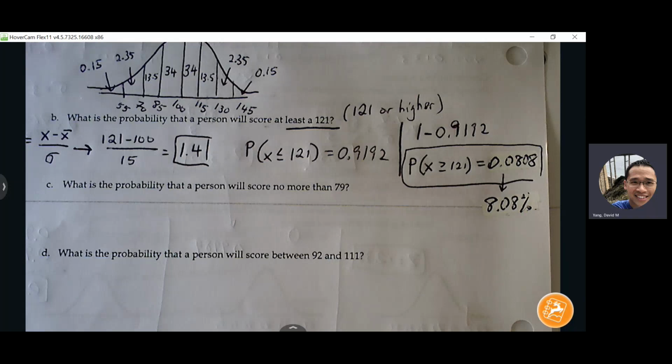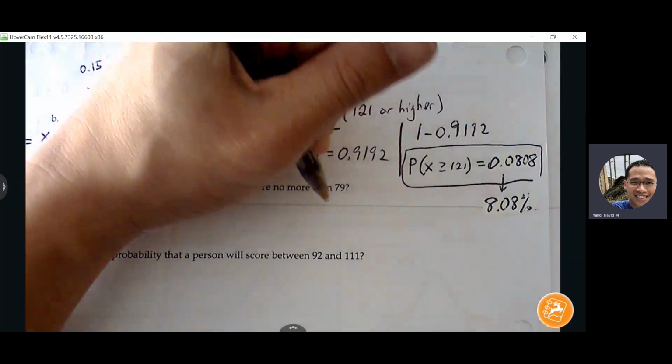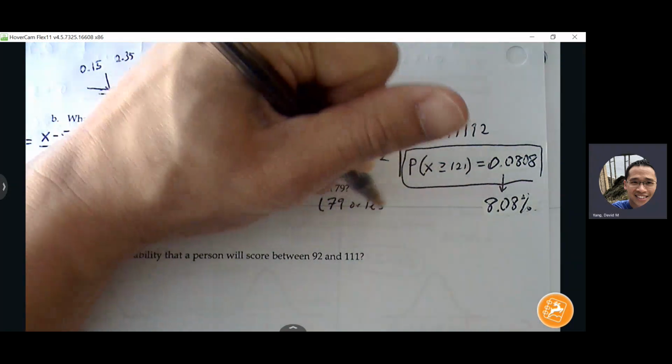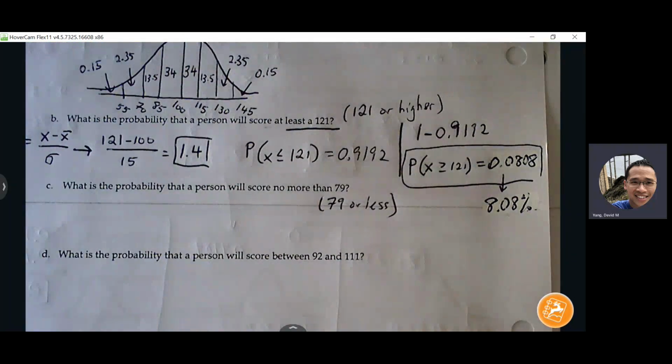Okay, part C, what's the probability that a person will score no more than 79? So rephrase that a different way. Yeah, less than or equal to, right? So 79 or less. Now, the nice thing about the "or less" is that whatever you get from the table is your answer. No need to make an adjustment if it's less than. If it's greater than, I've got to make the adjustment. If it's between, I've got to subtract those percentages. The easiest one is when it says less than.